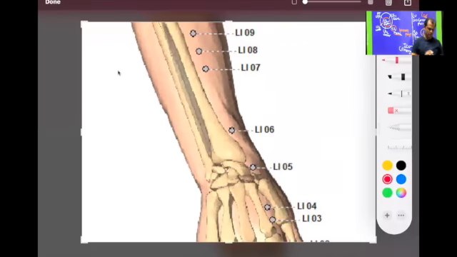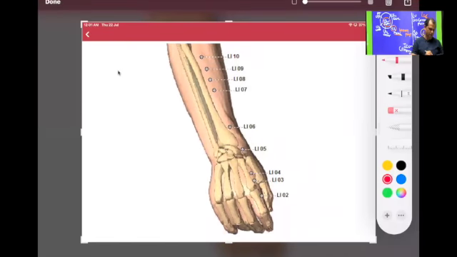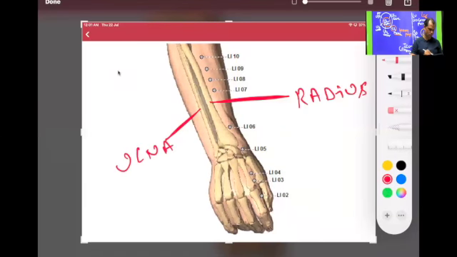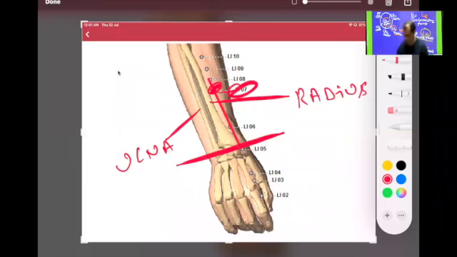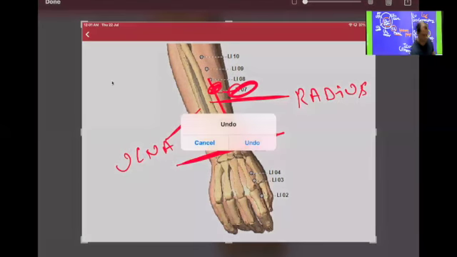So this point is located on the thumb side. We have 2 bones here. This is the radial bone, the radius bone, and this is the ulna bone. This point is located from the wrist, if we go 5 chun. So this is the LI7. Let's see the practical of this point quickly.